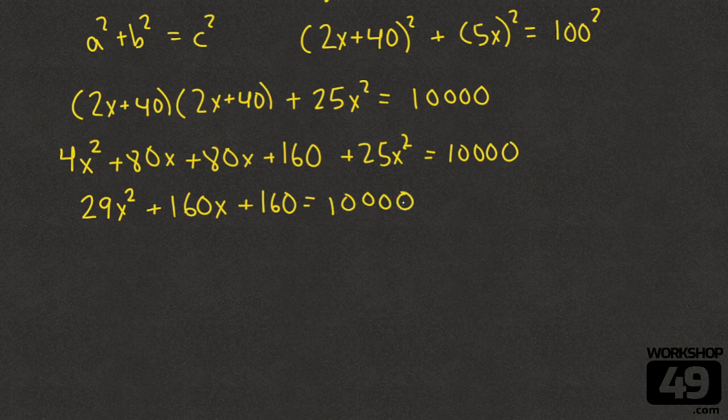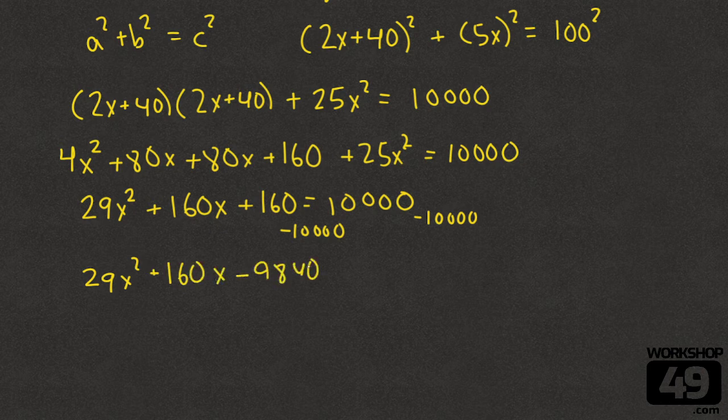You've got to listen to your heart. It's telling you we need to solve this quadratic. And in order to solve a quadratic, we need to make it equal to 0, which means bringing this 10,000 to the other side. We subtract 10,000, and we are left with 29x squared plus 160x minus 9,840 equals 0.